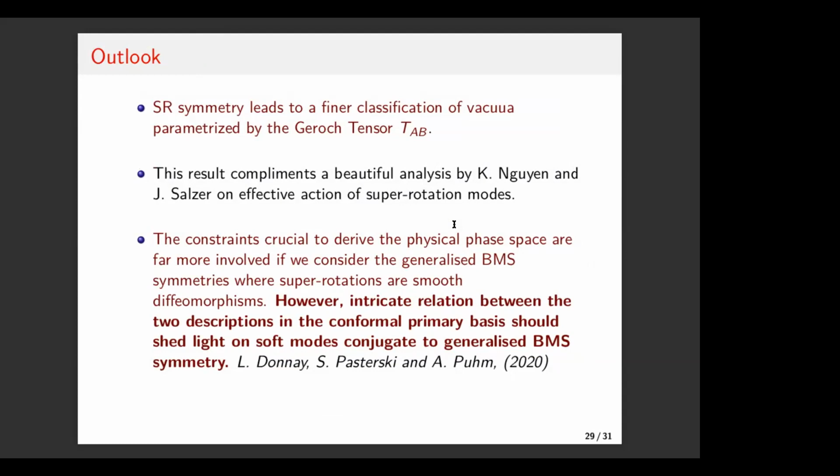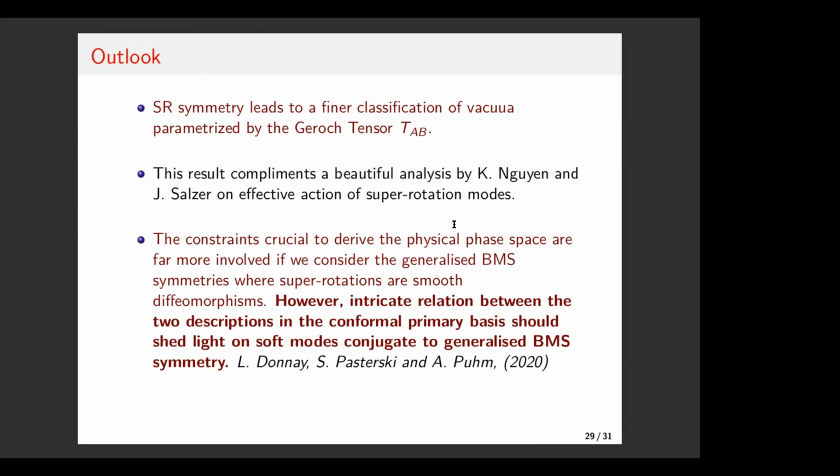So let me now conclude with some outlook. The super rotation symmetry leads, first of all, to a finer classification of the vacua, which are parameterized by the Goldstone tensor. In fact, this result complements a very nice analysis by Nguyen and Salzer a few years back, I think, where they had already derived the effective action for the super rotation mode, also in terms of the Goldstone tensor.